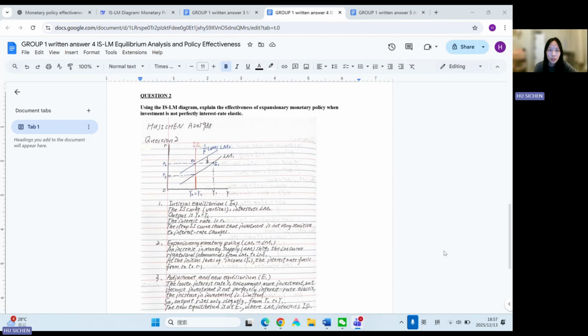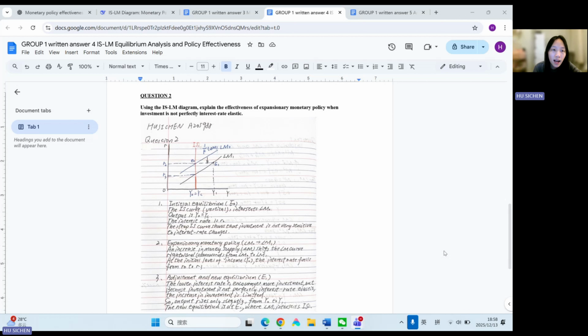Okay, my name is Hu Sichen and my student number is 8205988. Let me continue with question 2. Using the IS-LM diagram, explain the effectiveness of expansionary monetary policy when investment is not perfectly interest rate elastic.